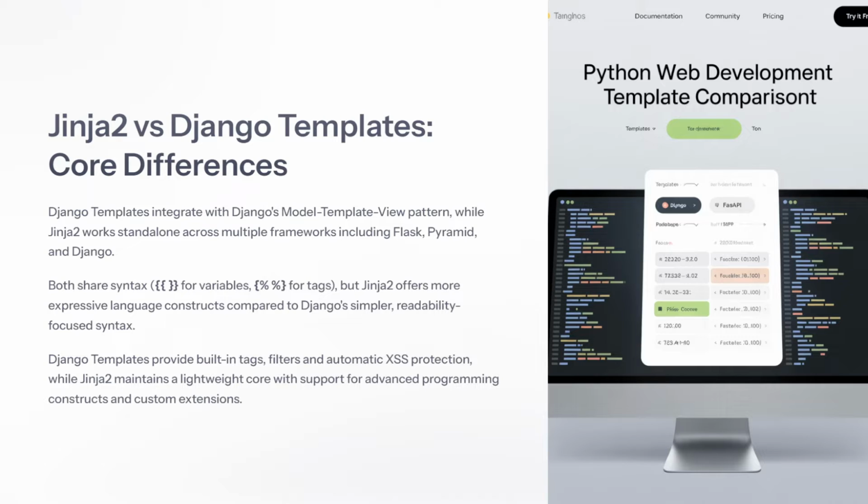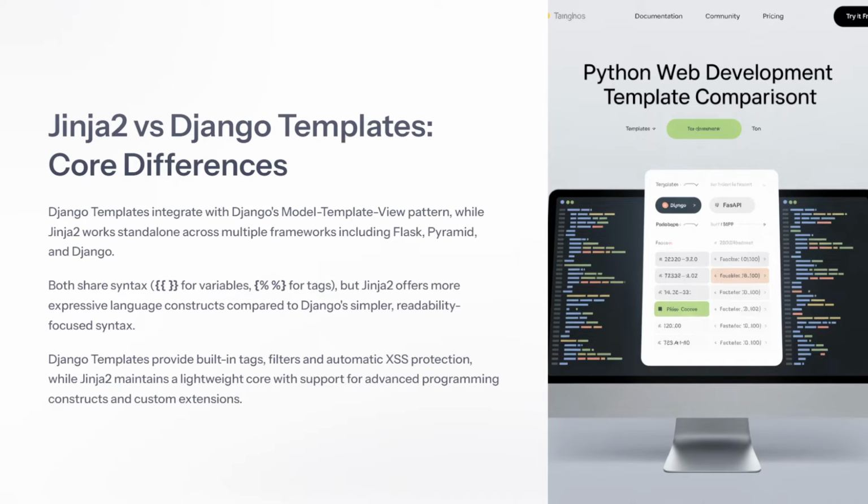In this video, we are going to look at Jinja2 versus Django templates and their core differences. Django templates integrate with Django's model template view pattern, while Jinja2 works standalone across multiple frameworks including Flask, Pyramid, and Django. Both share syntax for variables and tags, but Jinja2 offers more expressive language constructs compared to Django's simpler, readability-focused syntax.